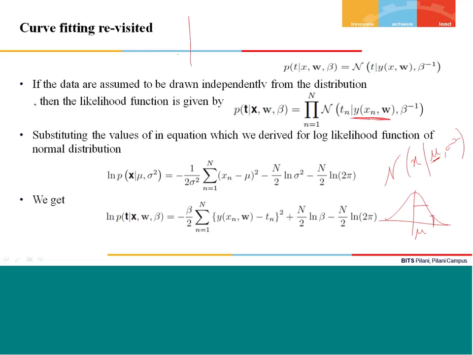So let's say this is the hypothesis. For example, just to understand this, my hypothesis is a line. So it will be of the form w0 plus w1 x. This is the form of a line.